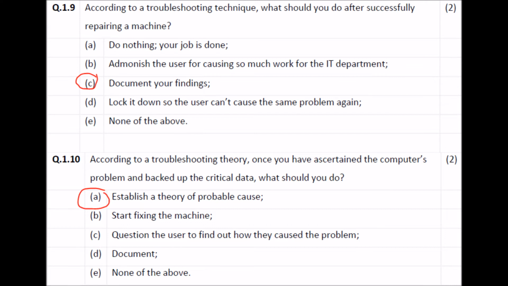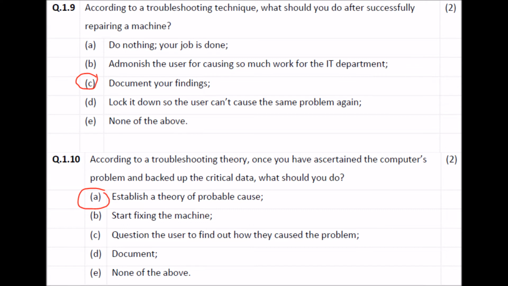And then lastly, for the multiple choice for question number 1, again according to the troubleshoot theory, you've ascertained what the computer's problem is, you've backed up the critical data. What should you do? If you checked appropriately, actually 1.10 gives you a heads up with the answer for 1.8 as well. So look out for those kind of things when you're answering your test, or when you're doing any kind of assessment anyway.